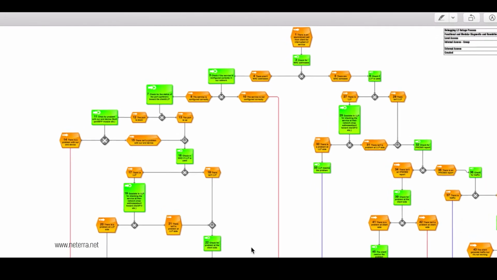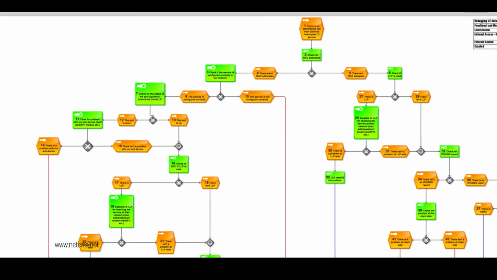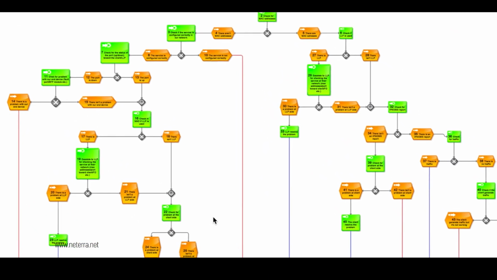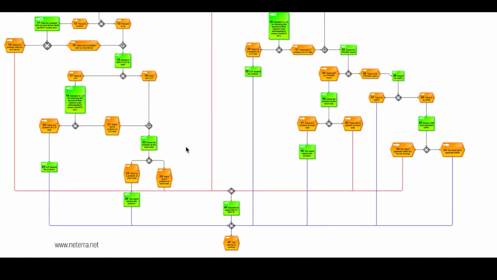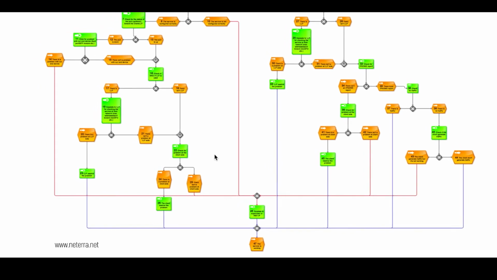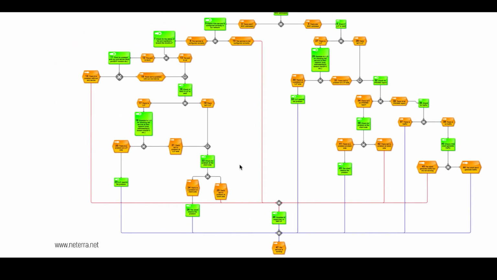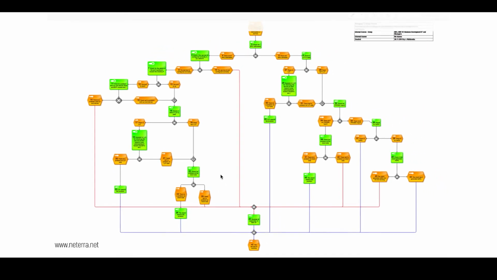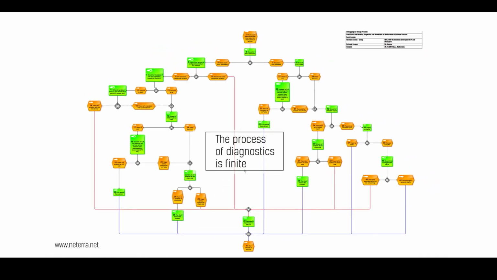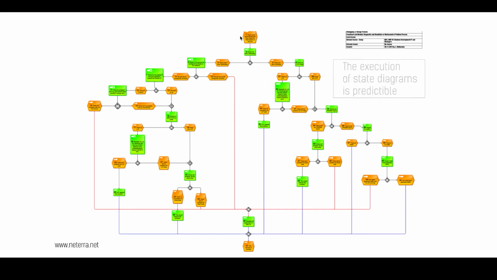The difference between a commonly used flowchart and a state diagram is huge. A state diagram is not just a random chain of possible events. A well-prepared state diagram is exhaustive in the sense that it describes all possible situations that could emerge in practice. This guarantees that the process of diagnostics is finite and is not an endless chain of trial and error that resembles spaghetti. One can also notice that the execution of state diagrams is predictable.